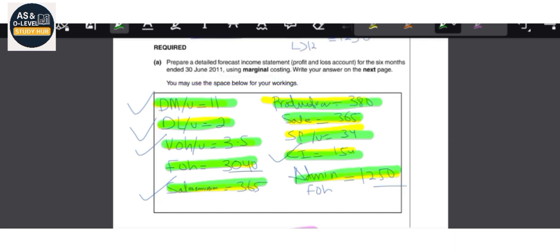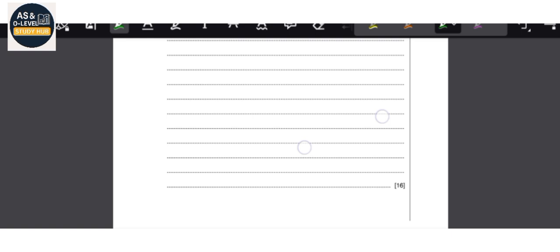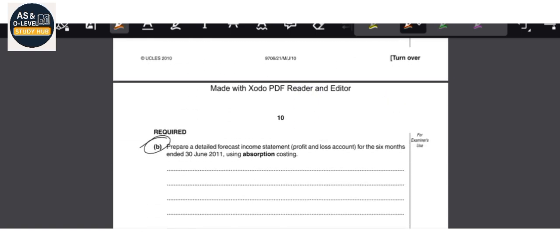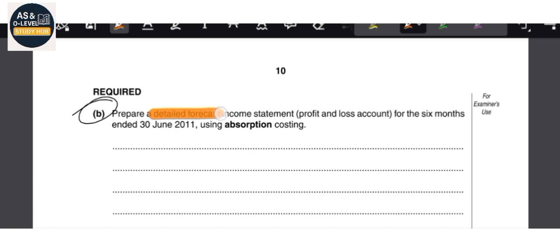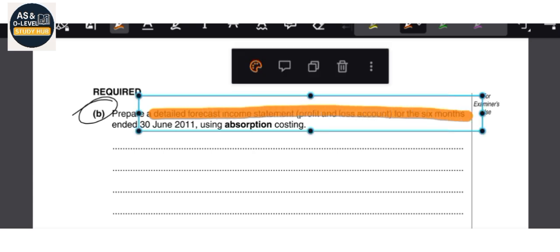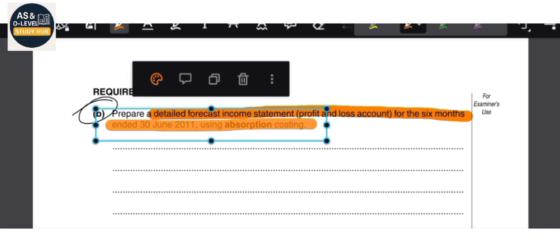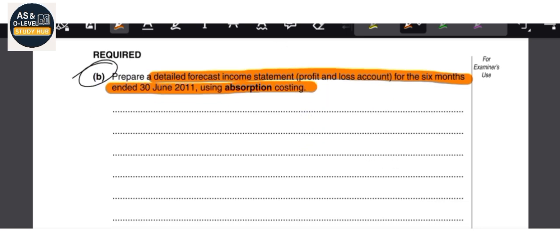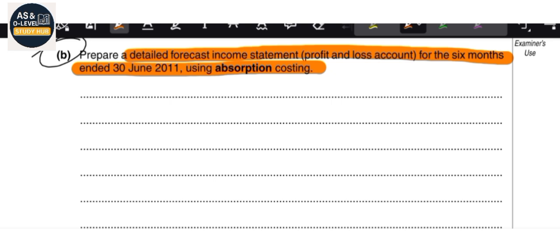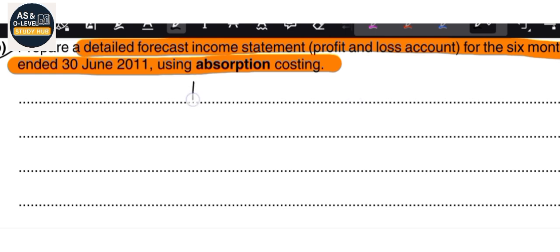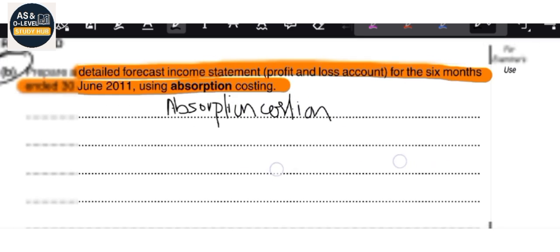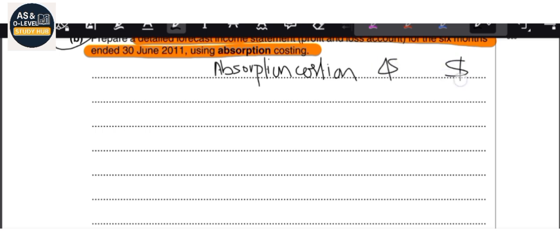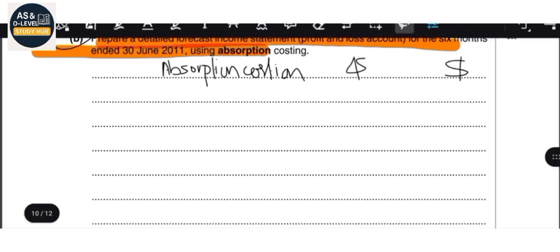So let's make the absorption costing profit statement for this question. Let me read the question first. It asks us to prepare a detailed forecast income statement, profit and loss account, for the 6 months ended 30 June 2011 using absorption costing. We already know the format. First, we will give the heading: absorption costing, and here I will put the dollar signs. Yes, this is our heading.